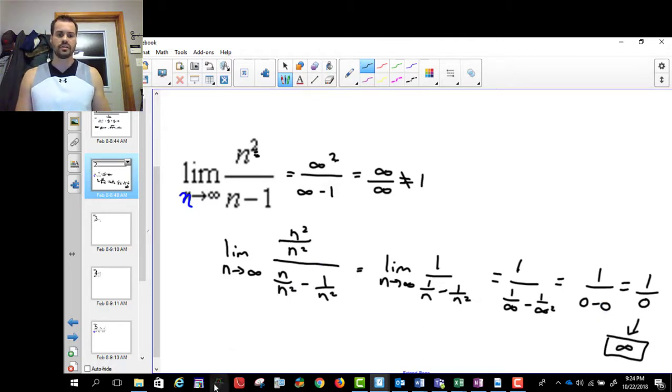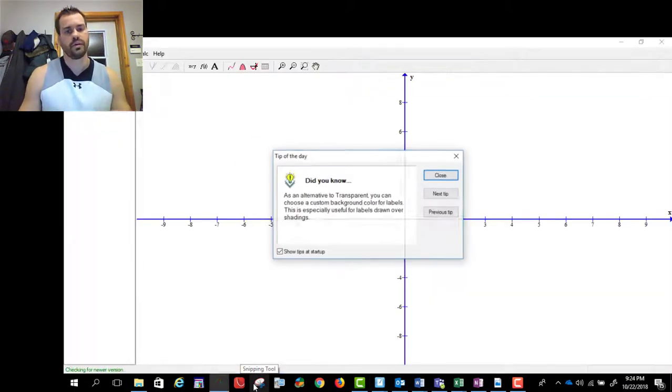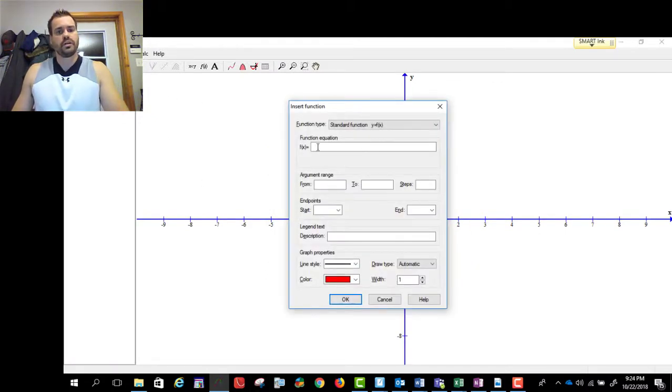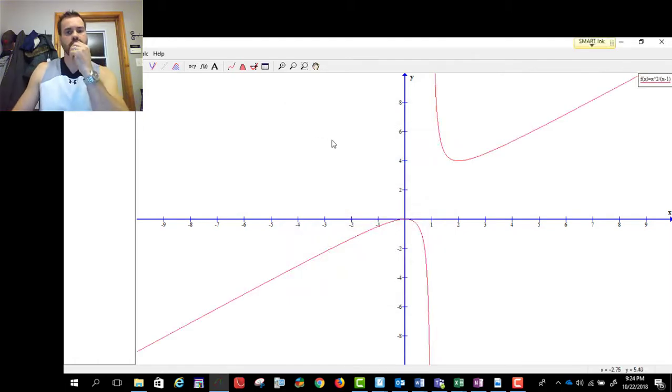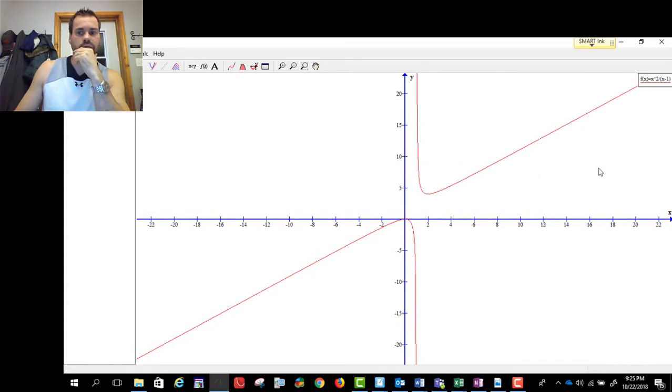And if you just want to see it graphically, you can get some concept of this if you look at the picture. We're looking at the algebraic expression, but we can always go and graph it. So if you look at just putting in the function x squared divided by x minus 1, it looks like this. And you can see that as I zoom out here, as I go out to infinity, even as I'm out to 22, you can see that eventually, as x gets really big, y is going to get really big. So it makes sense that the answer is infinity.